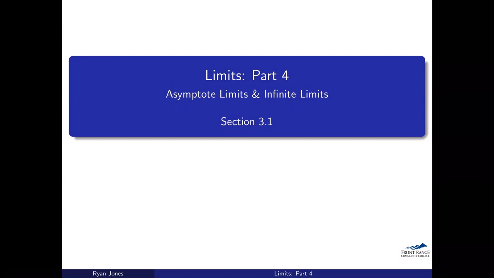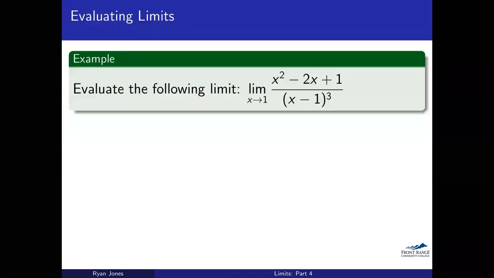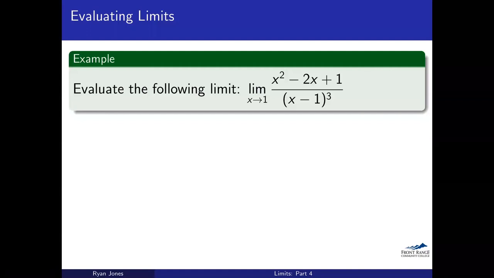Let's start off with an example of an asymptote limit. We've got the limit as x approaches 1 of x squared minus 2x plus 1, all divided by x minus 1 cubed. This looks like a limit that we saw in the last lecture. We might think right off the bat to try factoring and hope things cancel, that algebraic method.